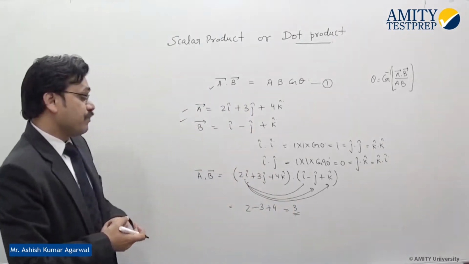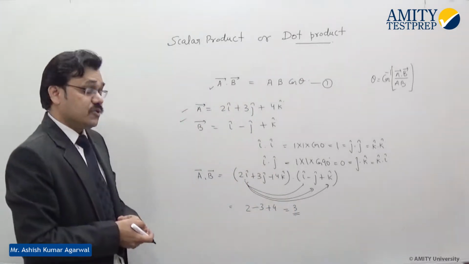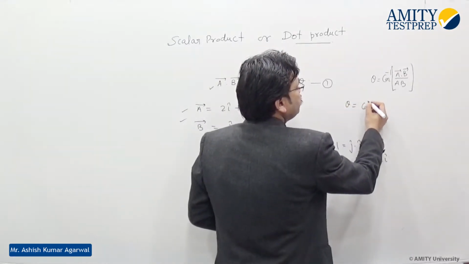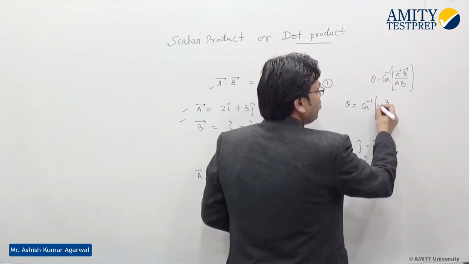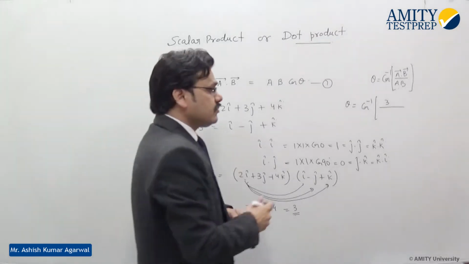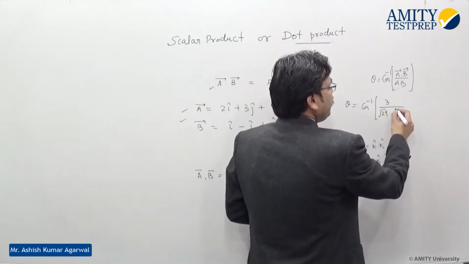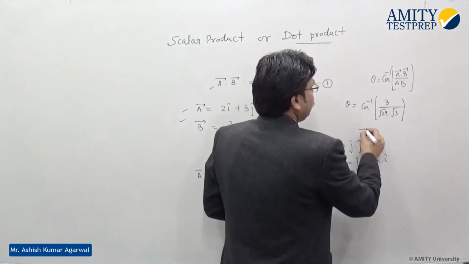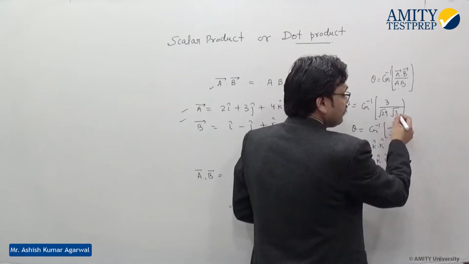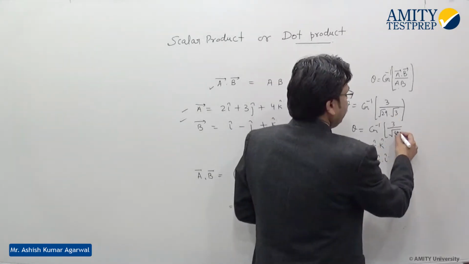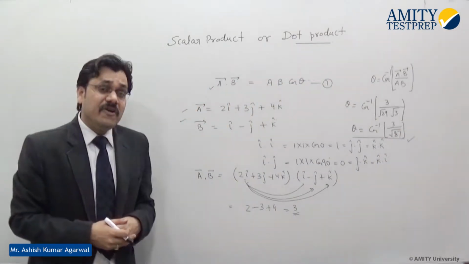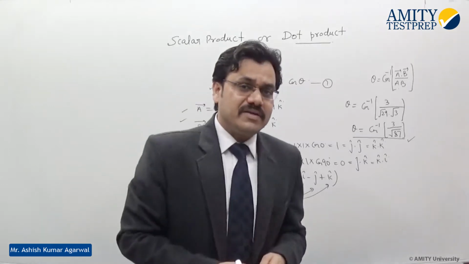It means here the dot product of these two vectors comes to be 3. Now if I put this value here, theta becomes cos inverse, and this value will be 3. And what is the magnitude of A? We have already calculated. This magnitude comes to be under root 29 and B is under root 3. So here you get the value of theta. This is cos inverse of 3 by under root of, and if you multiply these, you get 87. So in this way you can find out the angle when you have the dot product of two vector quantities.